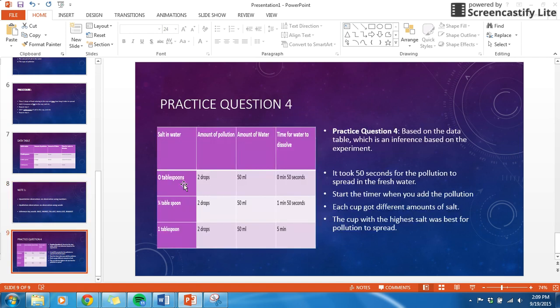And our last practice question. Based on the data table, which is an inference based on the experiment? So what is something that explains my results? Is it A, it took 50 seconds for the pollution to spread in the fresh water? B, start the timer when you add the pollution? C, each cup got different amounts of salt? Or D, the cup with the highest salt was best for pollution to spread?